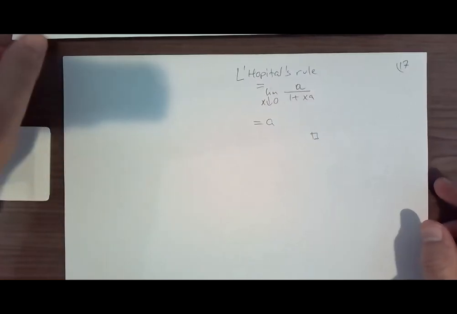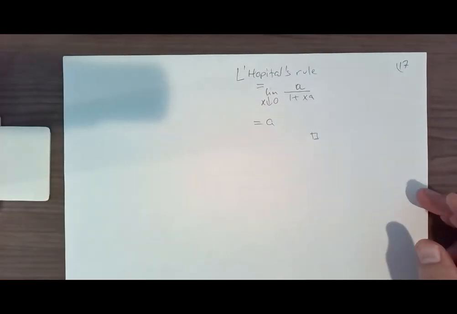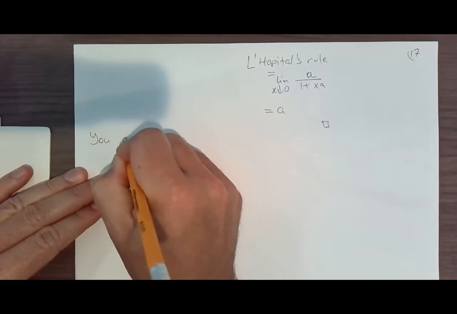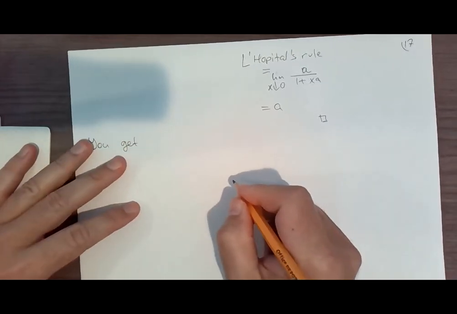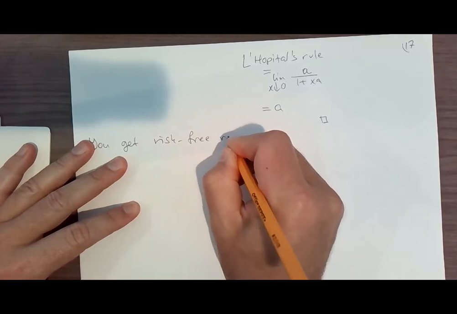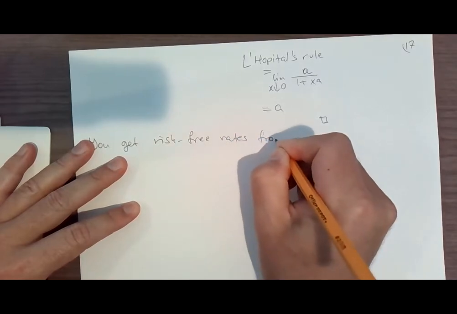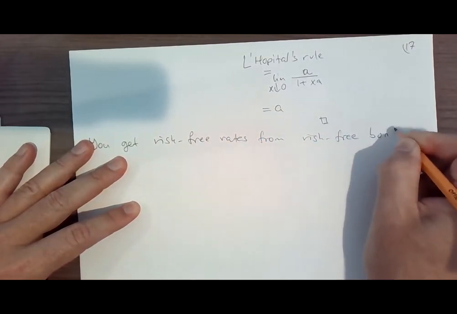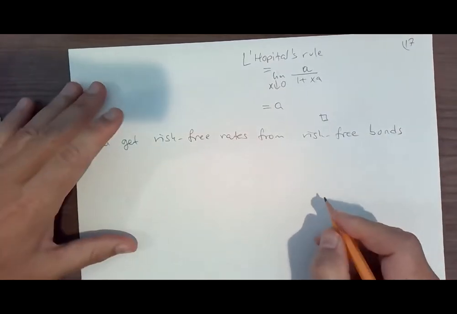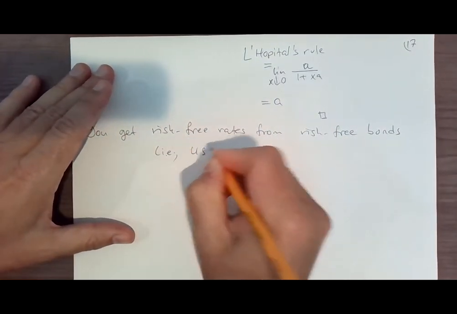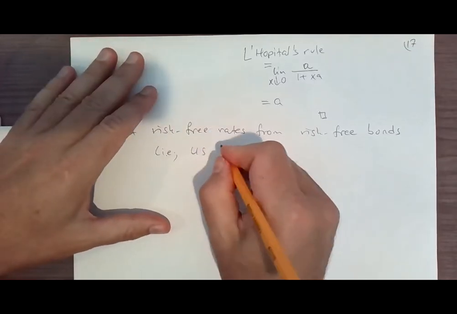So we have these risk-free rates, and how do you get them? You get them from risk-free bonds. So that's in our world, US Treasury.